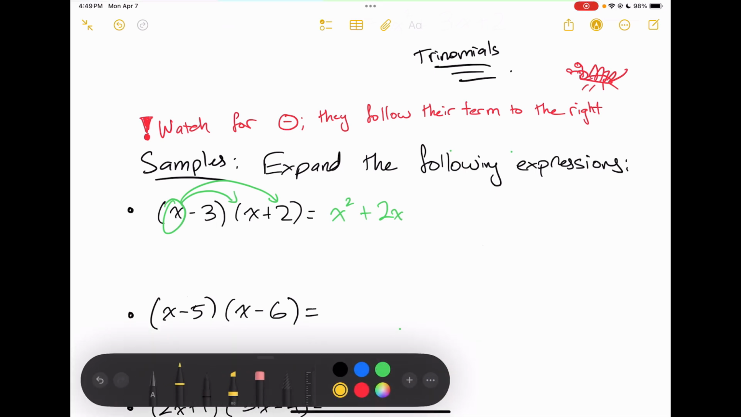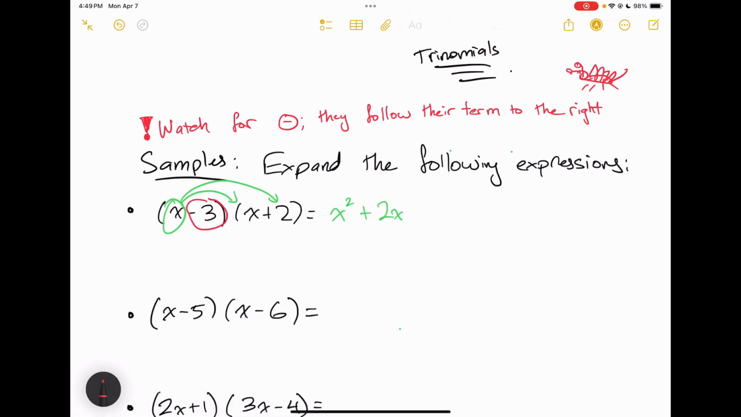Now here's where that little warning could come into play. The next term isn't just 3, it's negative 3. We gotta watch those pesky negatives, so I'm not just multiplying 3 by the x and 2, I'm multiplying negative 3 by the x and 2.